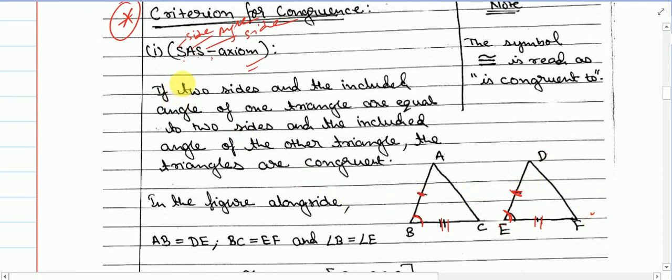So you will write down this: if two sides and the included angle of one triangle are equal to two sides and the included angle of the other triangle, the triangles are congruent.